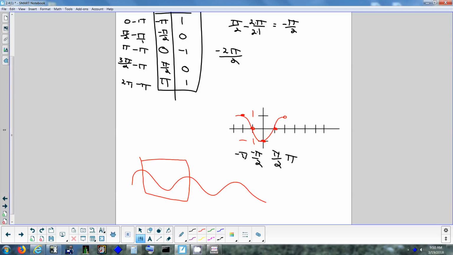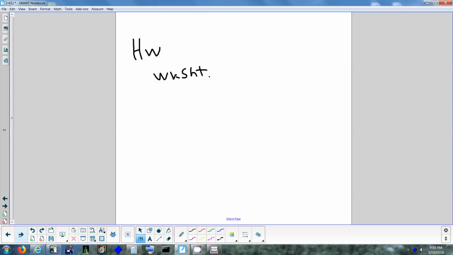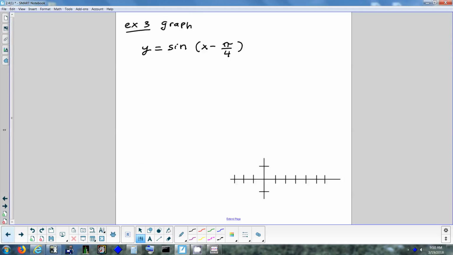Any questions on that one? All right, so last one. This is a shift going back to sine, but it's a shift by pi over 4. Okay, so I'm going to go through the table for you quickly because I think you could do the arithmetic and figure it out. But I want to show you what happens when you graph this one.